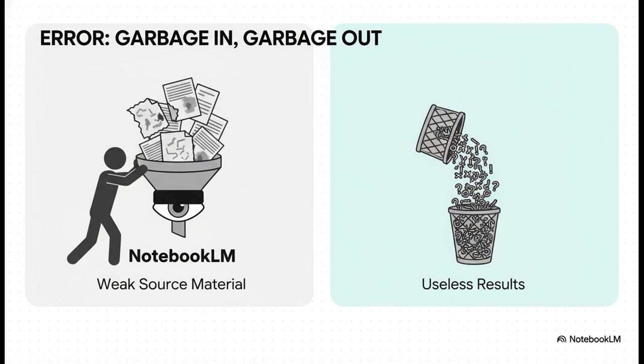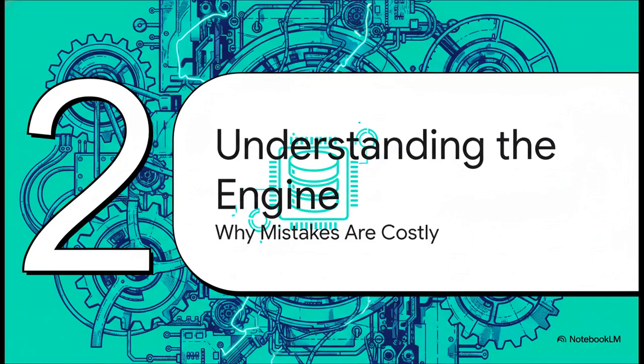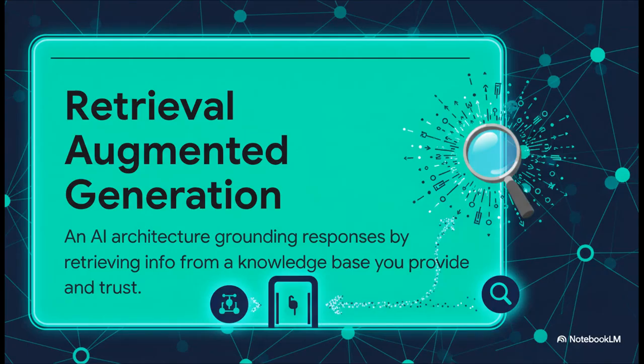See, NotebookLM is what's called a RAG-based system, which just means it only knows what you give it. If your sources are bad or incomplete, the AI is essentially flying blind, and you're going to get useless results every time. Okay, so we know the mistakes, but why are they so costly? To really get that, we need to pop the hood for a second and look at the engine that makes this whole thing run. That engine is called Retrieval Augmented Generation, or RAG for short.